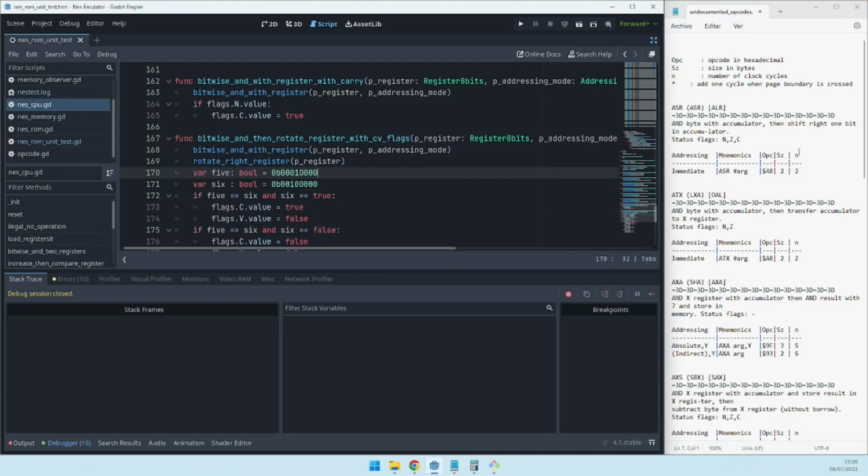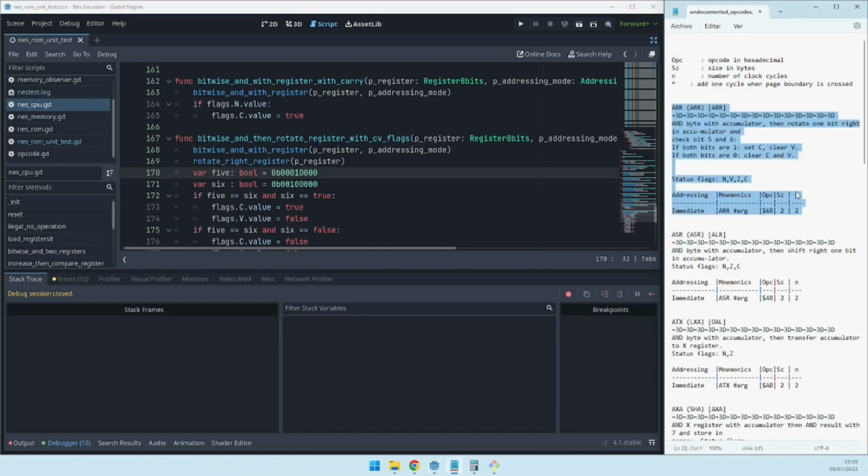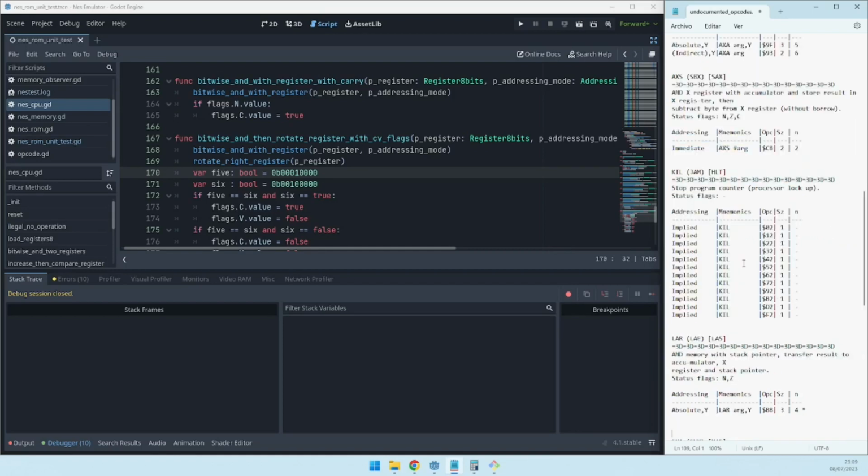So add byte with accumulator, then shift right 1 bit in accumulator. So this is basically the same, but without the weird flags. And shift right and rotate. Oh, it was rotate and this is shift. Okay, that was the difference.